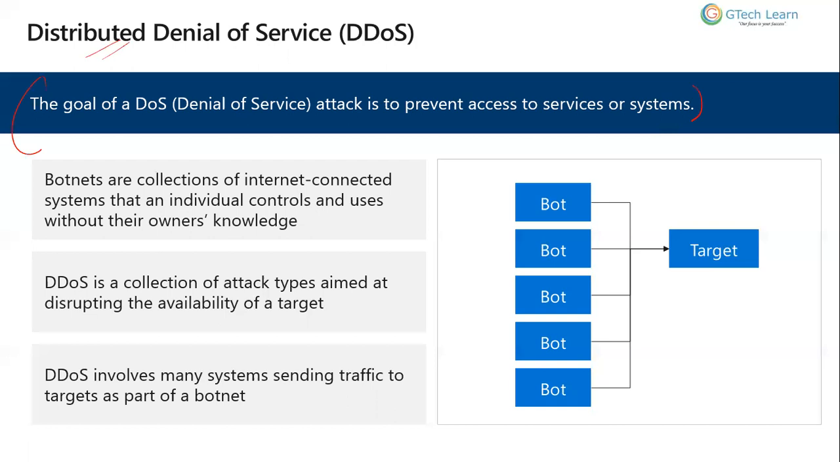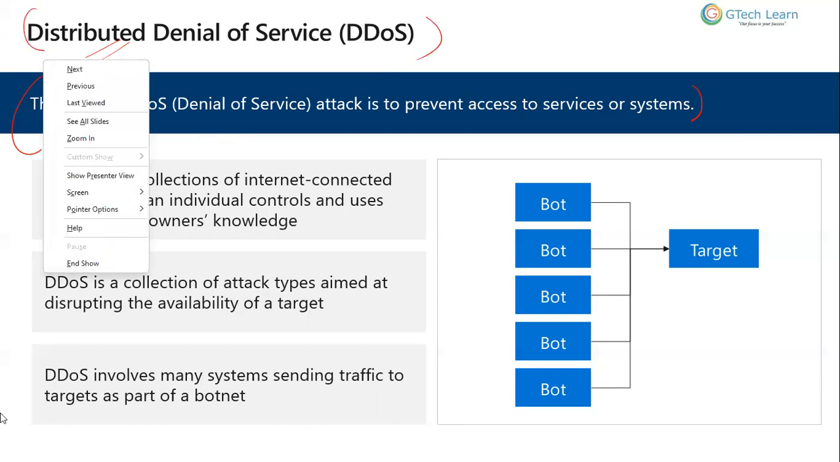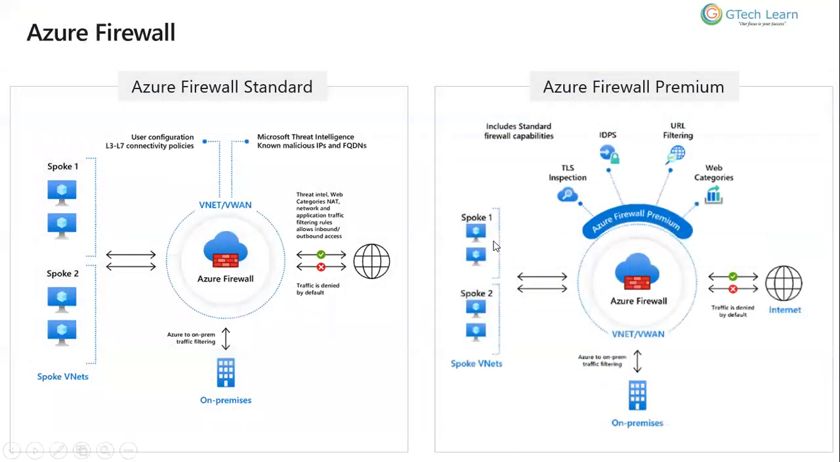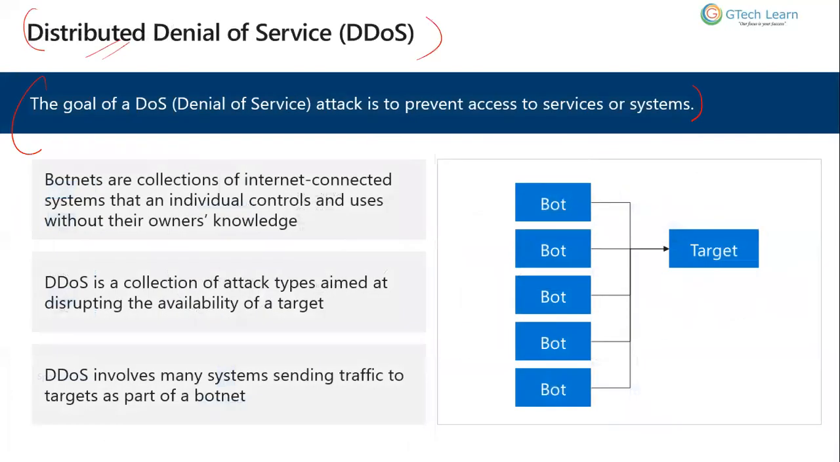For dealing with that type of risk, Azure provides DDoS protection, which comes in two different SKUs or tiers: the standard one and the basic one. The basic one is free of cost. If we go with the standard DDoS protection, we have to pay some charge to Azure, and we get proper protection against DDoS attacks.